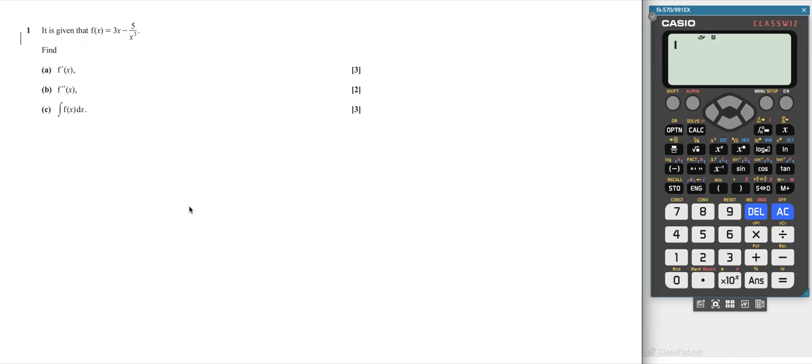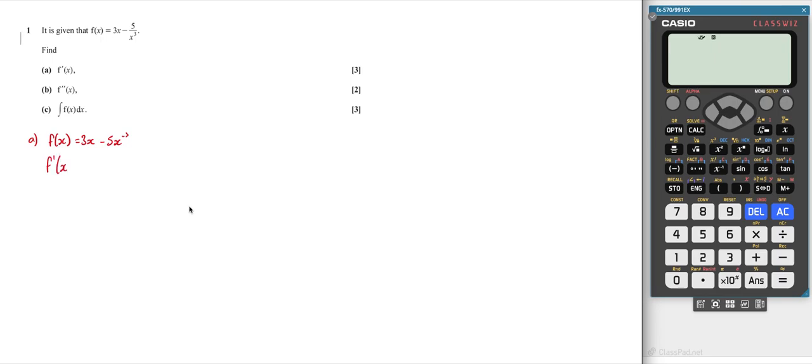It's given that f of x is that. Well, that's not very useful to me looking at the questions, given that we want to differentiate and integrate. So the first job is to rewrite that into a useful form. So let's do that. Index laws, f of x is 3x minus 5x to the minus 3.